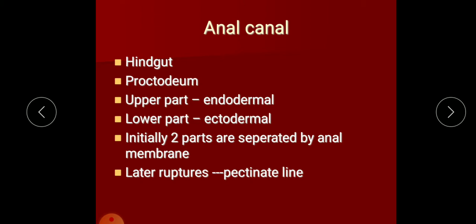Fine. So initially you find these two parts, the endodermal part forming the upper part and the ectodermal lower part, separated by an anal membrane which later ruptures. The point where the anal membrane was present is represented in the adult or fetus as the pectinate line. I think I'll show you the figure and then it will be clear.